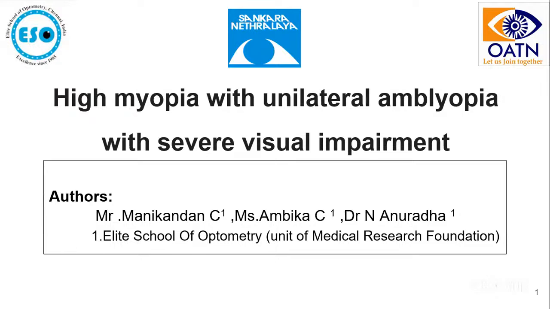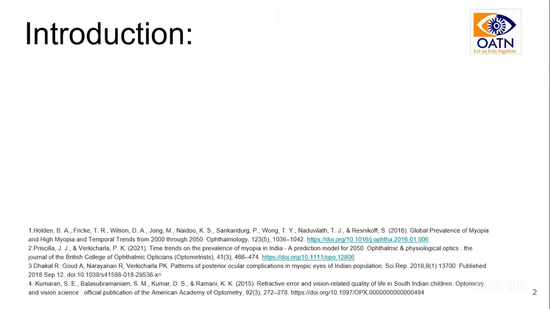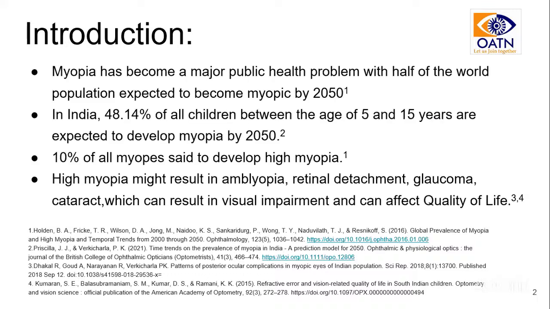Presenting on a case about unilateral high myopia with severe visual impairment. Myopia has now become a major public health problem. By 2050, half of the world population is expected to be myopic, and in India, about 48.14% of children between the age of 5 and 15 years are expected to be myopic. 10% of all myopes are expected to develop high myopia. High myopia, even when corrected, can lead to risk of developing amblyopia, retinal detachment, among other complications, leaving the children requiring care for a lifetime and can cause severe impact on quality of life.